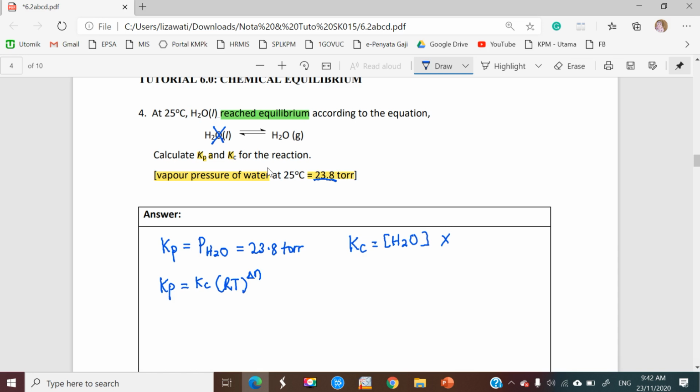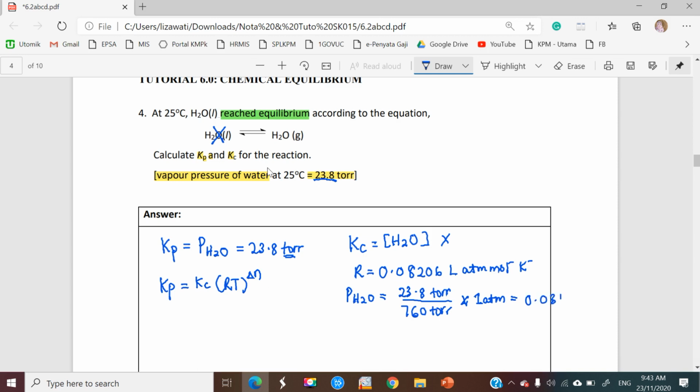Now Kp is in the unit of torr. The R value that we are going to use is 0.08206 and the unit is L atm per mole per Kelvin. So the unit of partial pressure should also be in atm, so you have to convert torr into atm. When you convert, suppose you get 0.0313. Because this is not the final answer, you have to take 3 to 4 decimal places.